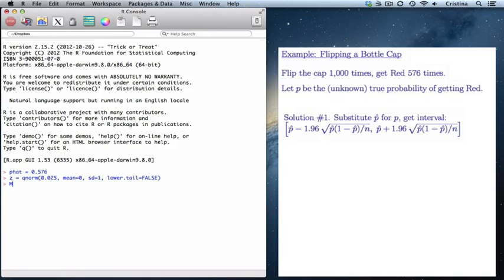Now the margin of error is simply z times the square root of p hat times 1 minus p hat over n, and the confidence interval is p hat plus or minus the margin of error.